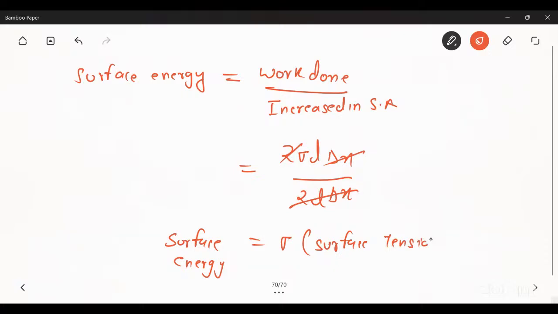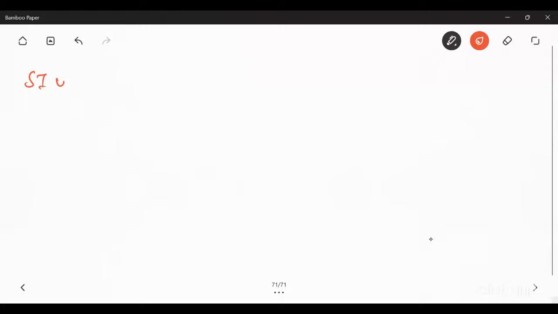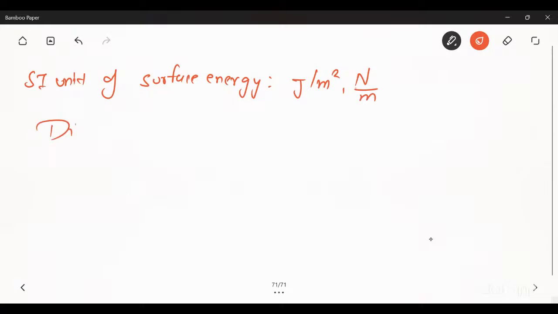Now, the SI unit of surface energy. Surface energy has two SI units. The first is by work done per unit surface area, that is joule per meter square, and the second is by surface tension, that means force per unit length, Newton per meter. Both are SI units of surface energy, and the dimensions of surface energy are the same as work done per unit area, M T to the power minus 2.